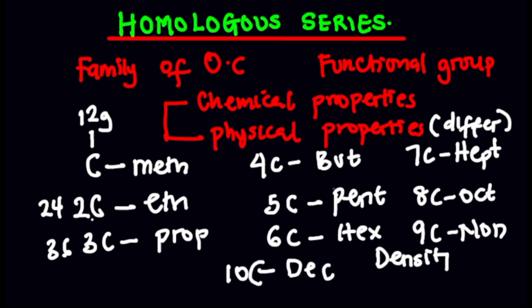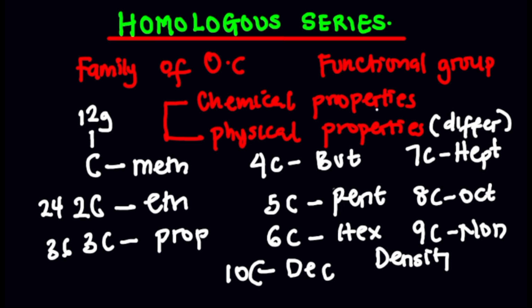From carbon 1, 2, 3, 4, and 5 rather, they exist as gaseous at room temperature. From 6, 7 to 17, they exist as liquid. While from 18 downward, they are what? They are solid. So they have different physical states, and that simply means they have different physical properties.